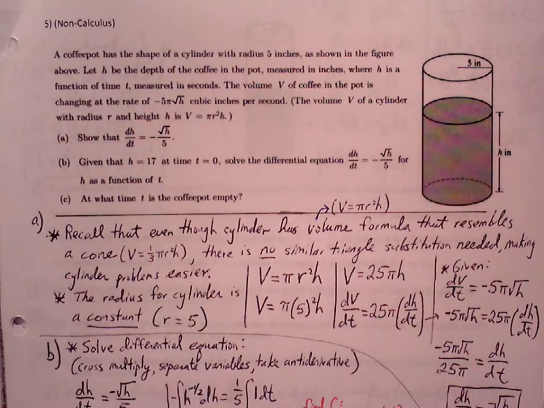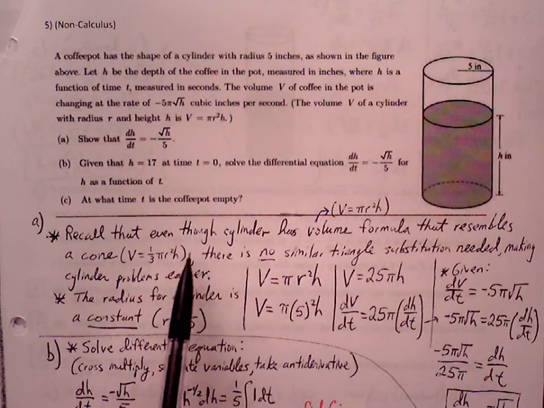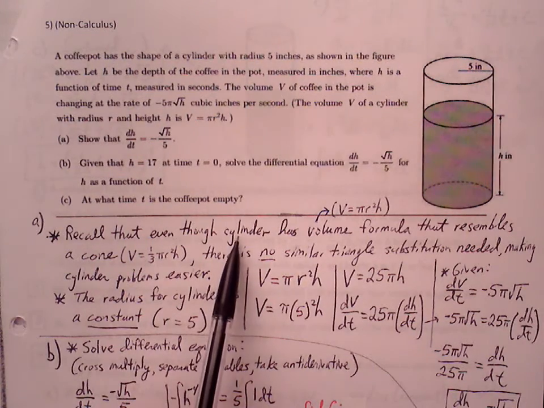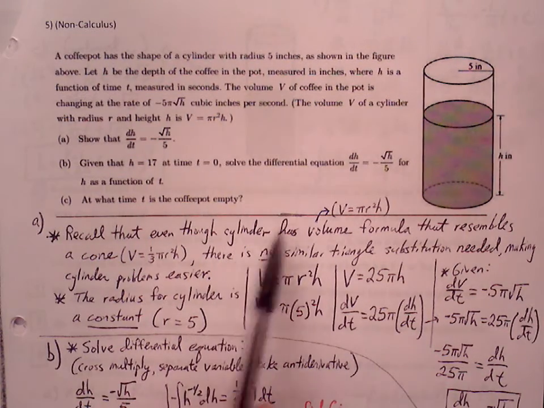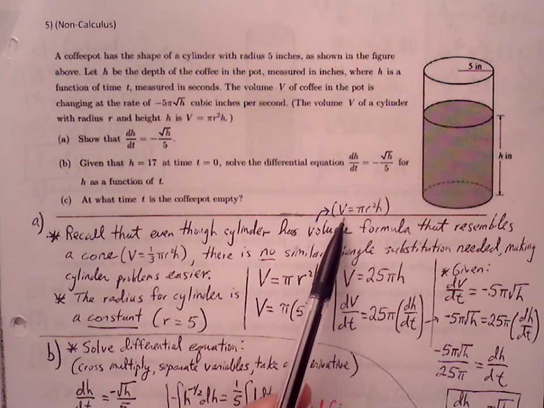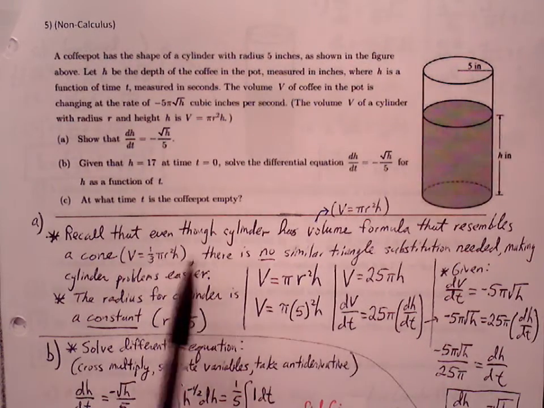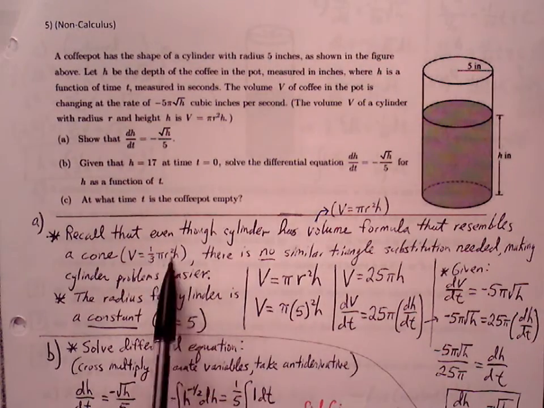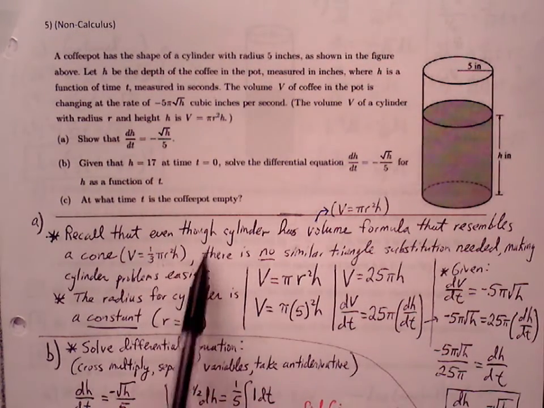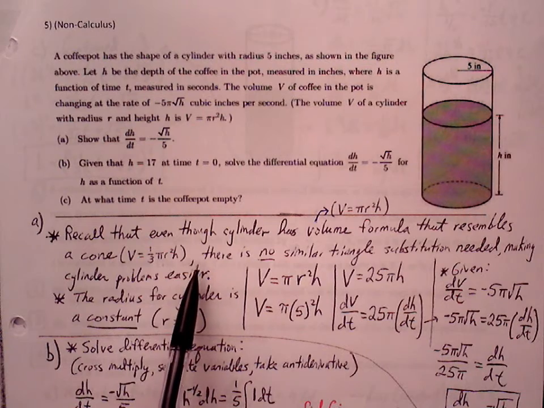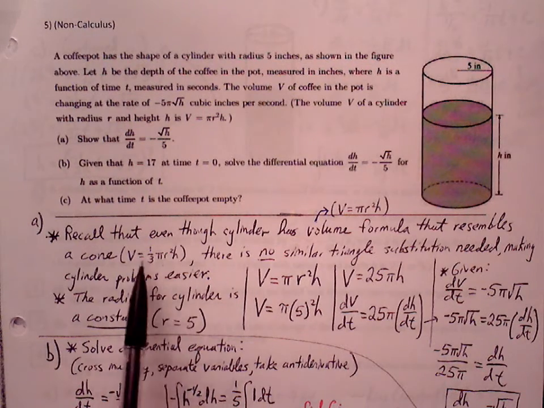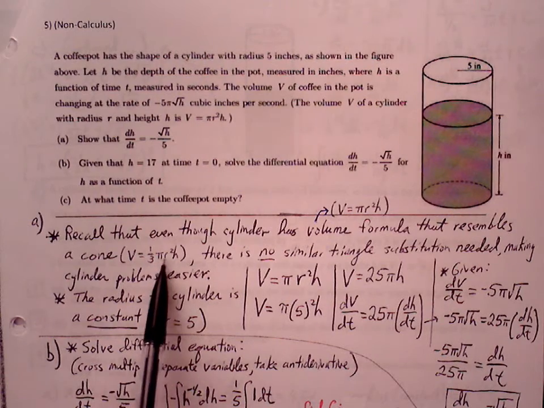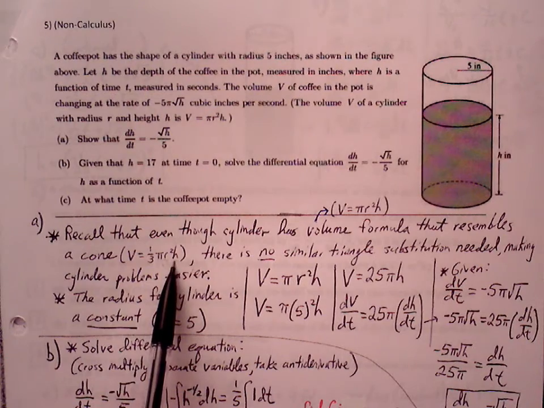One thing we want to make sure we're clear on is that the cylinder formula for volume, V equals pi r squared h, resembles the cone formula, which is 1/3 pi r squared h. But the way we deal with these volume equations from a related rates perspective is very different. The cone requires a little more work because the radius and the height are both changing, so we have to rely on similar triangles.